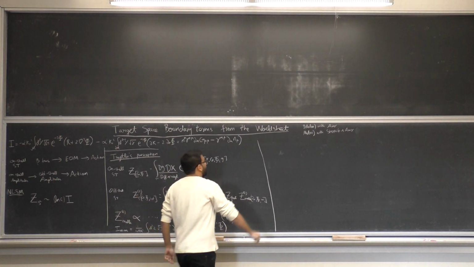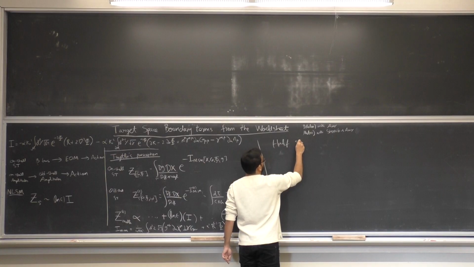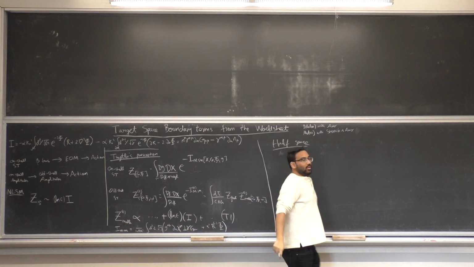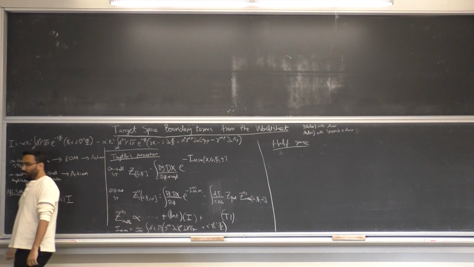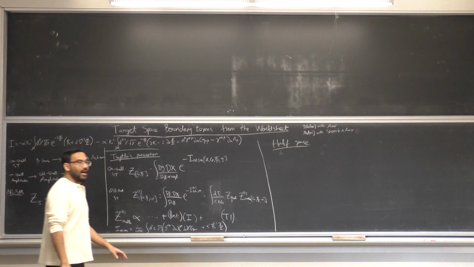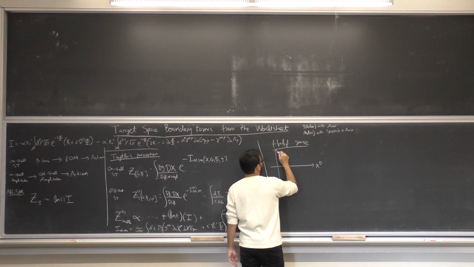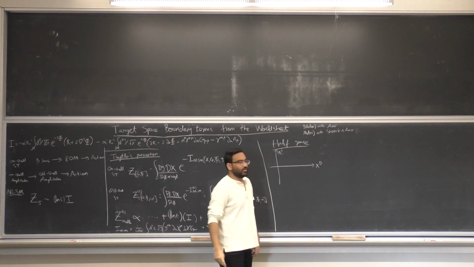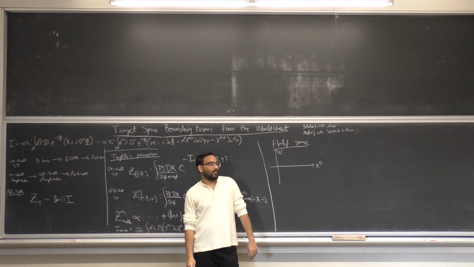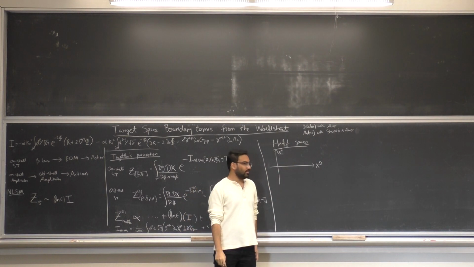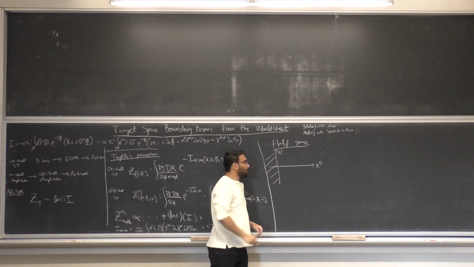Okay, now let's go to half space. Now we're going to generalize this story to manifolds with boundaries. And the simplest manifold with boundary that we will be considering is the half space. Here is x_t, and this is all the other directions x_i. So our manifold with boundary would be this half space where x_t is positive.